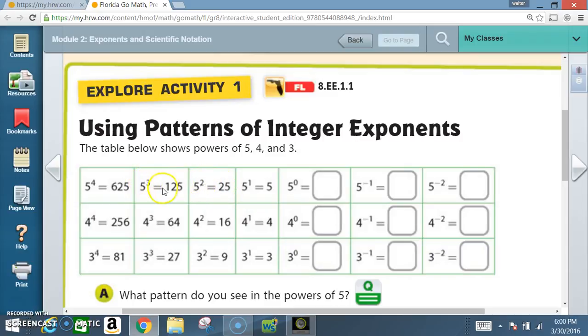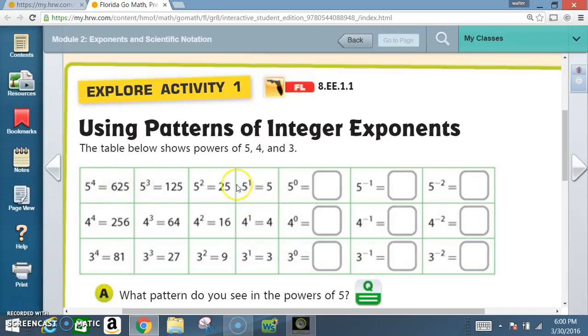5 to the third power is equal to 125. That means 5 times 5 times 5. And 5 to the fourth power is equal to 625. That means 5 times 5 times 5 times 5. Hopefully I said that 4 times. But once again, that means 5 times 5 times 5 times 5. That equals 625.